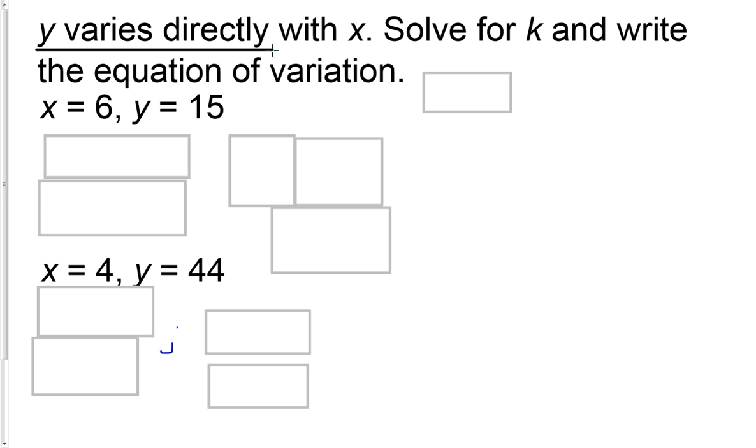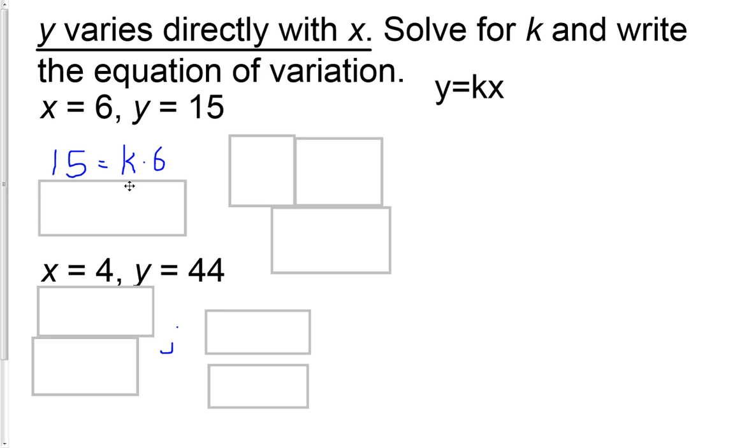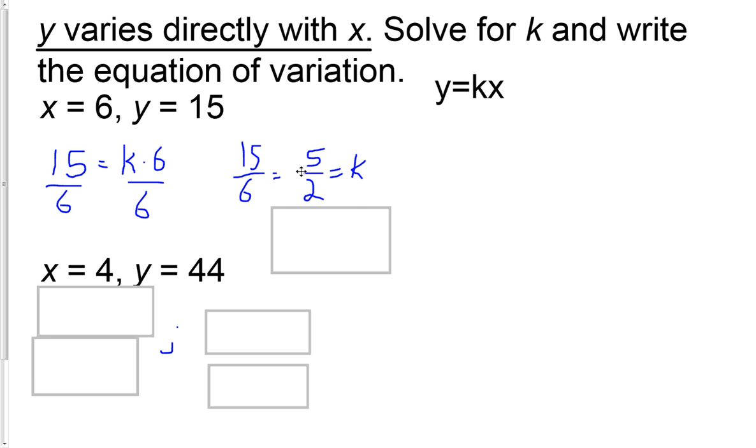Moving on, y varies directly with x. Again, this may change by slide. So again, we've got y varies directly with x, solve for k, and write the equation of variation. So direction's the same as the last one. You still have to remember, directly means k times x. So y equals kx. X is 6, y is 15. So 15 equals k times 6. Dividing by 6, well, 15 over 6 simplifies, but it's not a nice simple 2 or 3 or 4. So I'm going to rewrite it here, and then divide by 3, divide by 3, I'm going to get 5 over 2, and there's k.